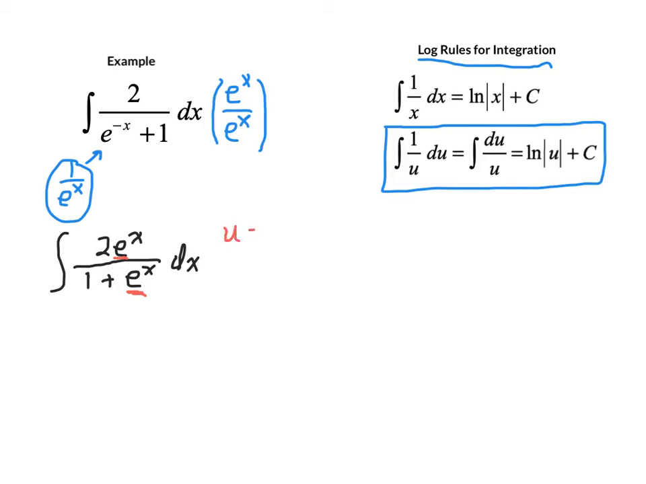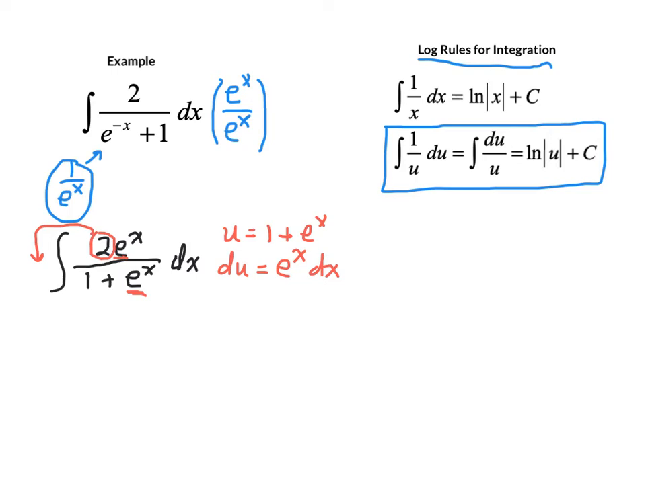If we're going with the log rule, u is the denominator, 1 plus e to the x, which means that du is e to the x dx. So this would be an almost du situation. We're off by a factor of 2 on the numerator, but simply enough, we could just use the constant multiple rule. We'll take that 2 and remove it from the integral altogether, and that gives us what we need in order to use the general log rule.